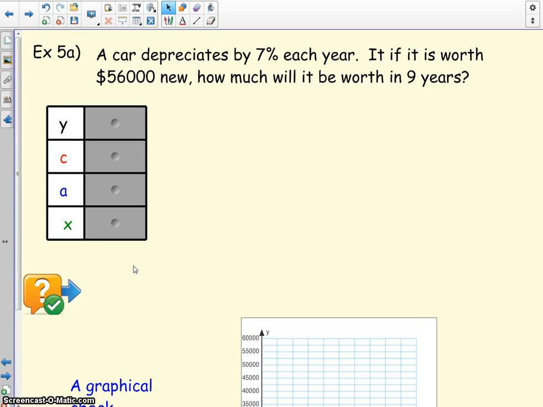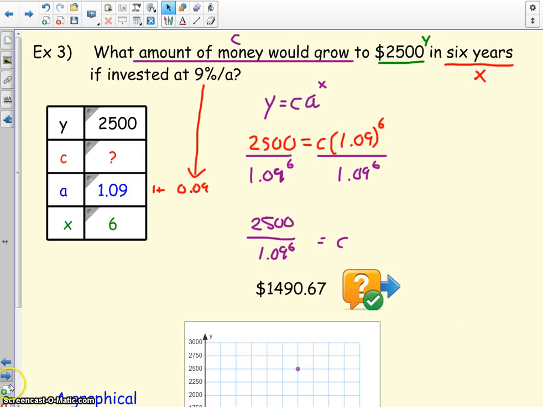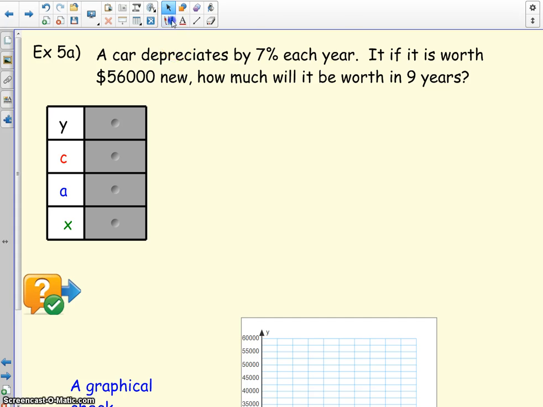Alright, so welcome back. What we're going to see here is our first example that involves exponential decay instead of exponential growth. Everything we did so far, like example 4 and example 3, we were increasing, we were growing. But here we have a car that's depreciating, so losing value by 7% every single year. So if we're losing 7% every single year, our decay rate is 7% or 0.07 in decimal form.